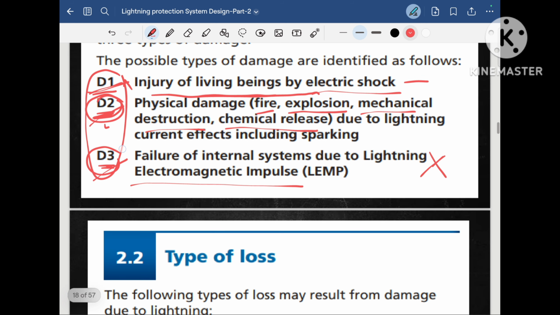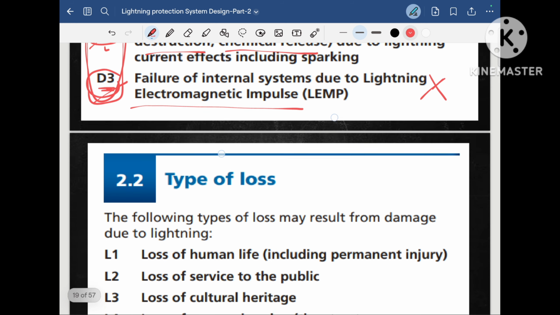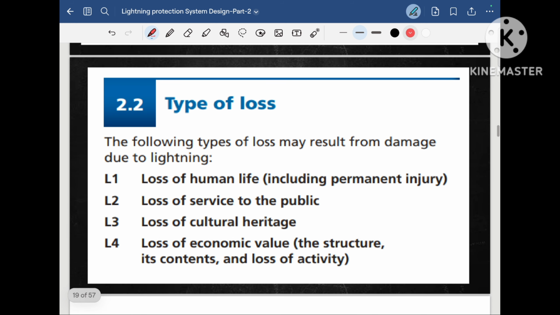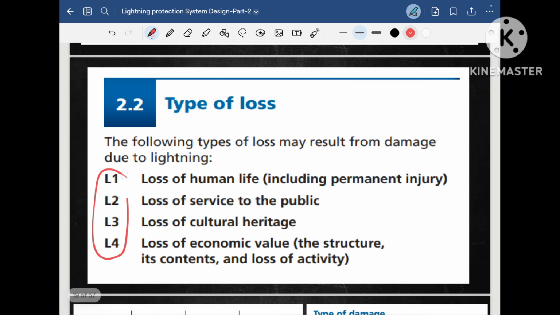If such damages can occur, it will result in some losses, of course, right? So there will be four types of losses. L1 indicates the loss of human life. L2 indicates the loss of service to the public. L3 indicates the loss of cultural heritage. L4 indicates the loss of economic value, like the structure.